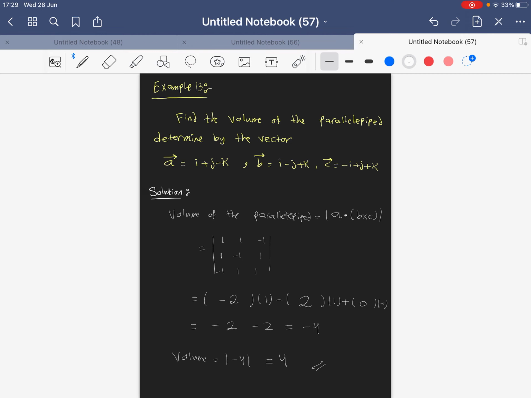Please try to think about the question. It's very straightforward, similar to the cross product. Instead of having i, j, k in the top row, we write the coordinates of the first vector, and everything follows in the same way.